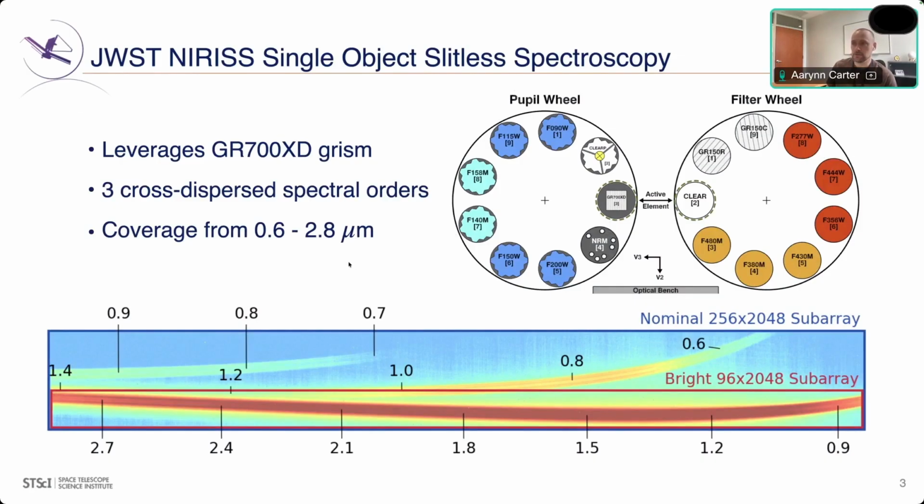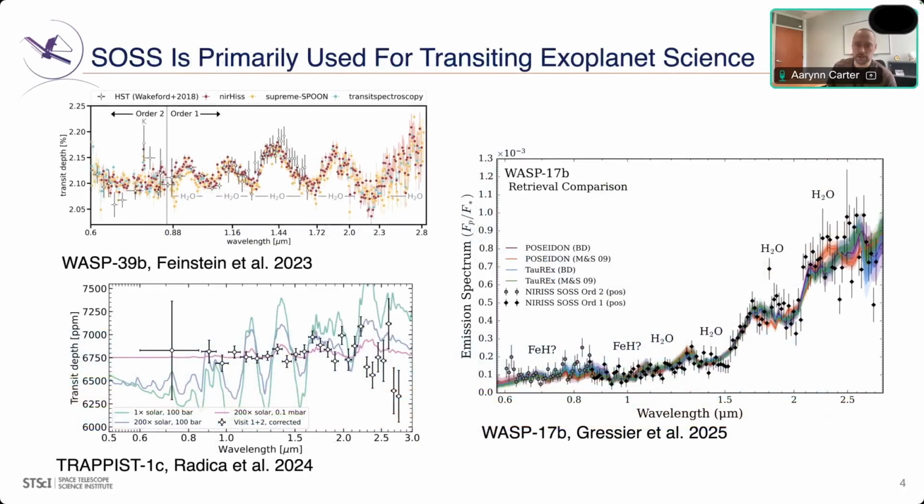Now, SOS is really a workhorse mode for transiting exoplanet science. There are some programs that are branching out a little bit, but I would say most of our observations focus on this. You can see some examples here of WASP-39b, TRAPPIST-1c, WASP-17b, and many more proposals on top of that.